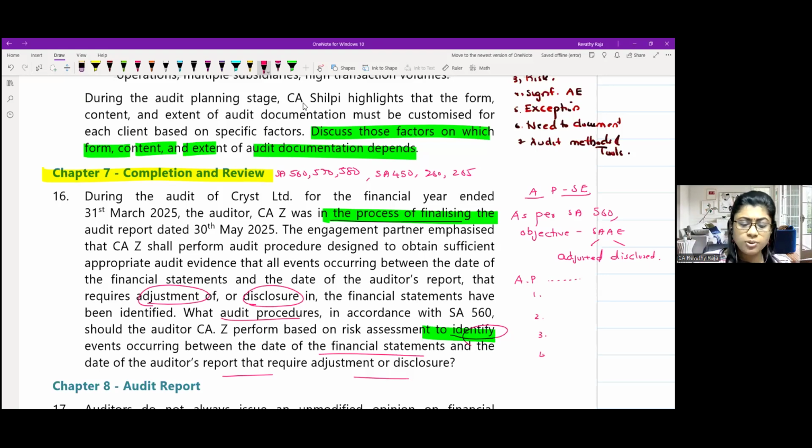What are the procedures, you know? First, enquiry of management and TCWG. Then obtaining written representation. Third, reading the minutes book. Fourth, reading the latest interim FS. And last, you can say now, obtain understanding of management procedure.